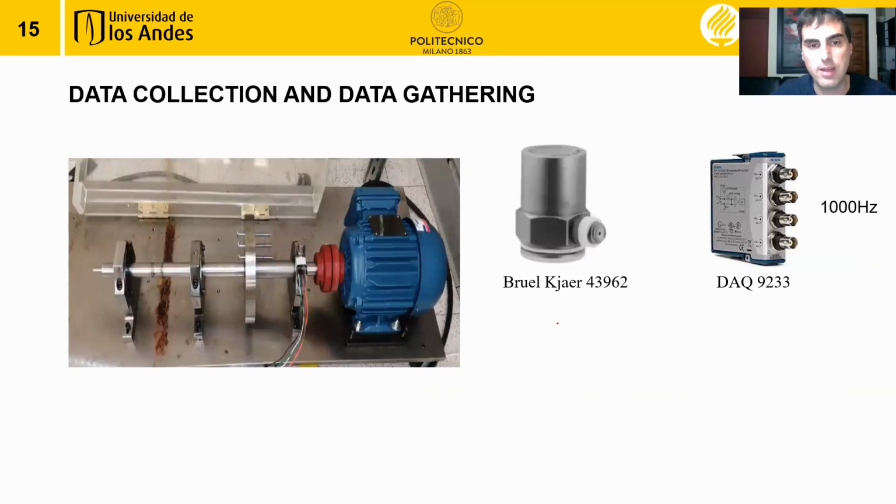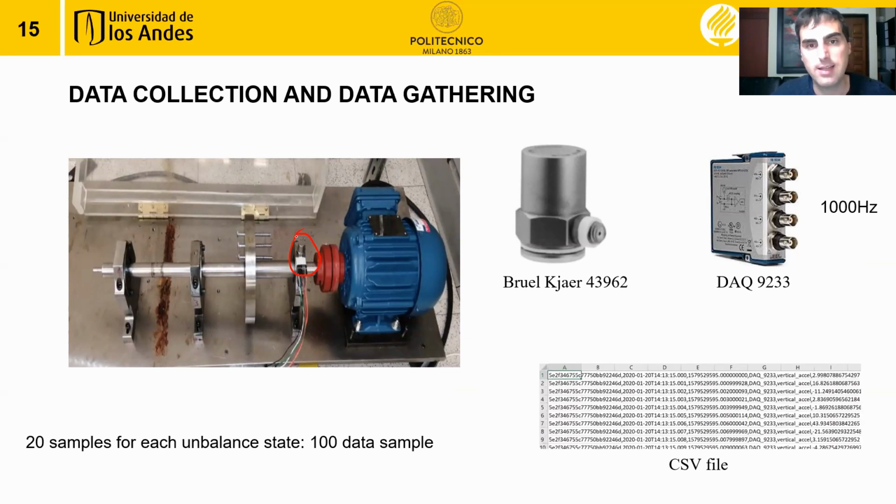For this, we have a vibration sensor placed on this bearing, which is the sensor shown here, and we acquired data at a sampling rate of 1000 hertz. We acquired 20 samples for each unbalance stage, so in total 100 data samples. And for the data gathering, we gathered this data in a CSV file.